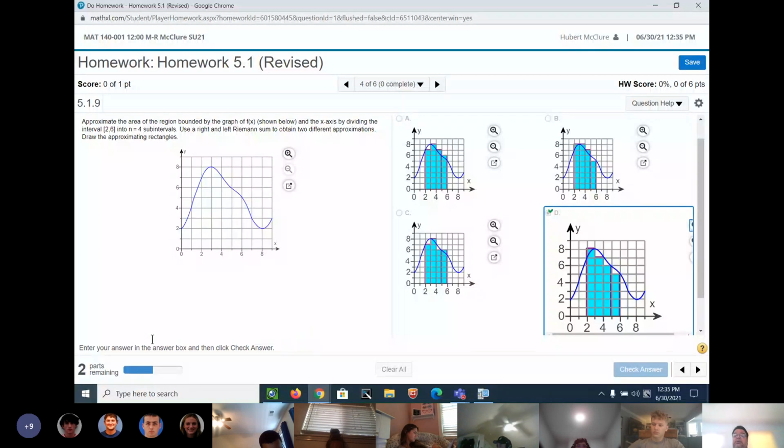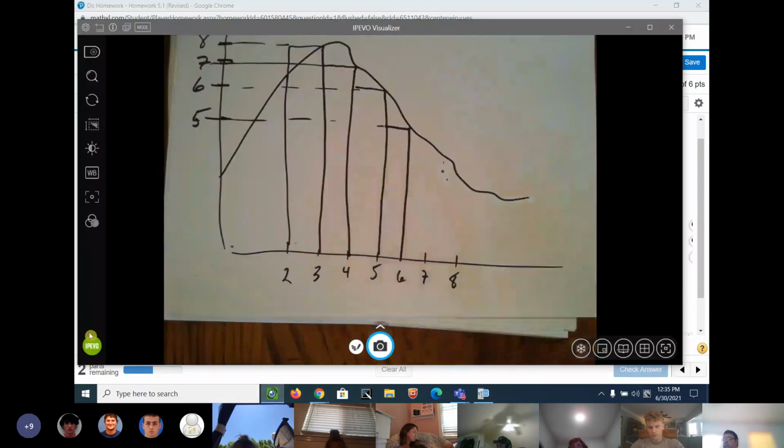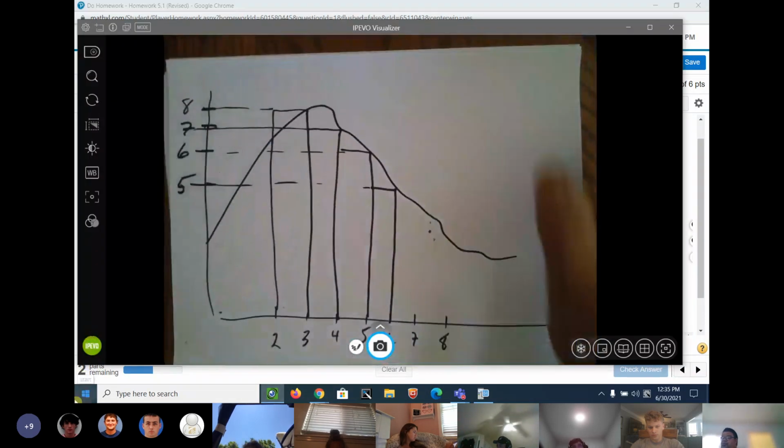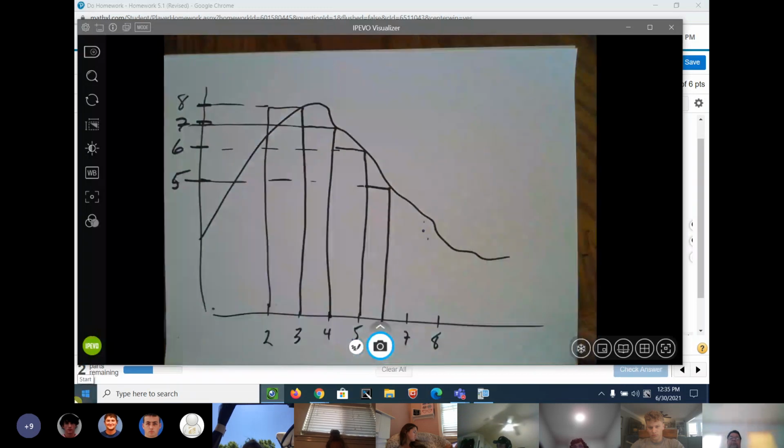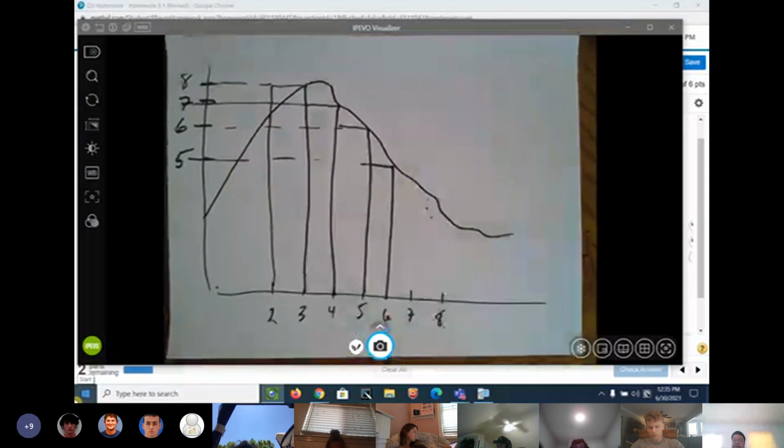This height is at 7. And this height should be at 6. And this height should be at 5. Okay, so here we go. There is the drawing, and of course mine is a little bit off, but to get the gist of it.